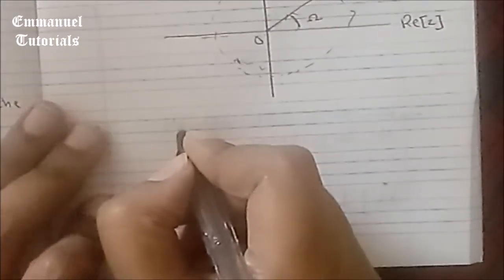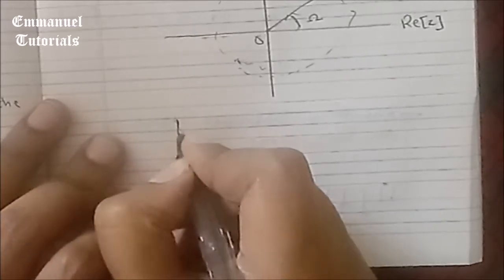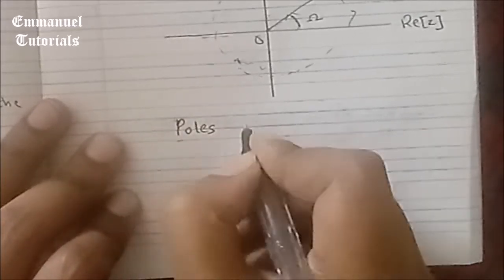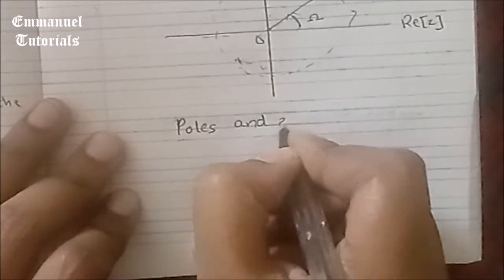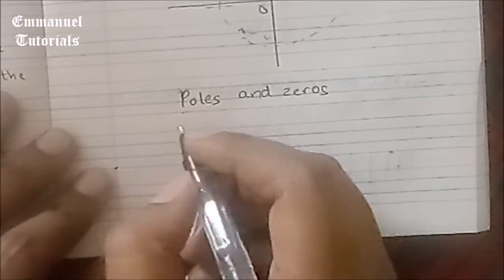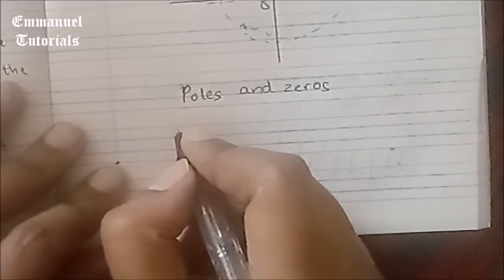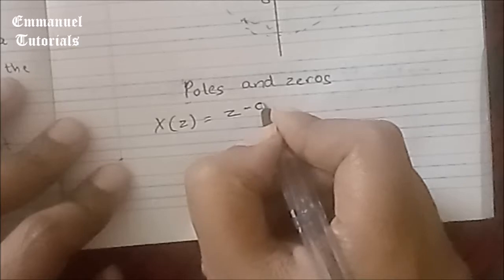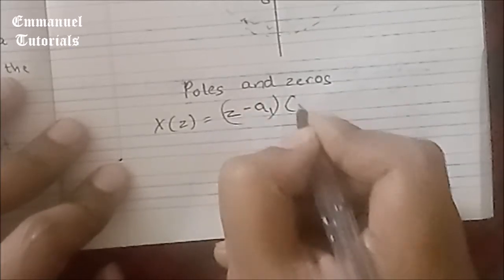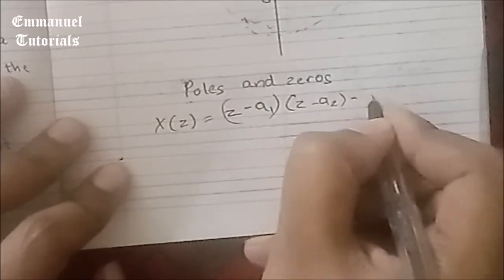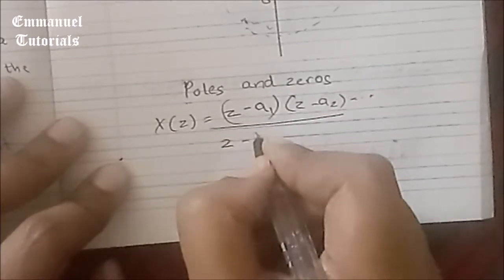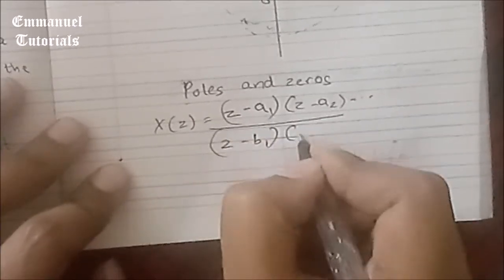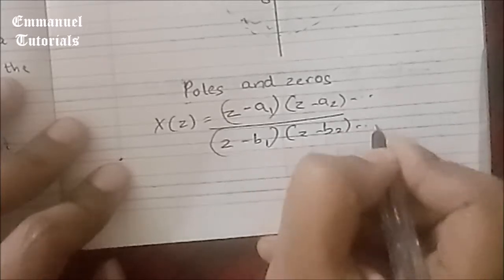Here there are 2 points, poles and zeros. So how do we find that out? When you get an expression for the Z transform, it will be in a form of something like this: Z minus A1, Z minus A2, and so on, upon Z minus B1, Z minus B2, and so on.